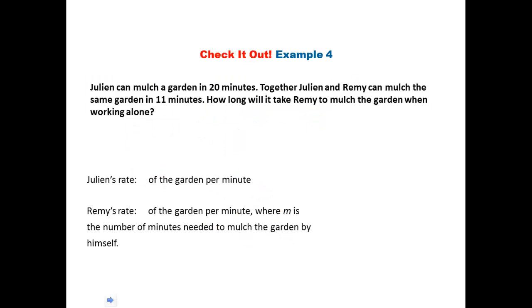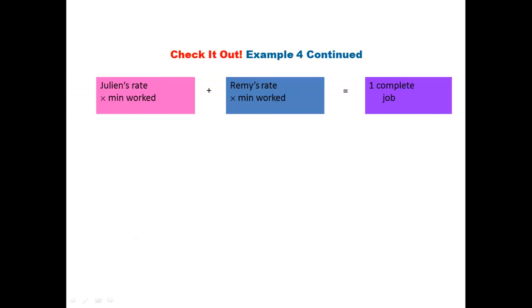Okay, next we have a similar problem. Julianne can mulch a garden in 20 minutes. Together with Remy, they can mulch the same garden in 11 minutes. How long will it take Remy to mulch the garden when working alone? So very similar problem as the puzzle problem. So what I'd like you guys to do is finish this one up on your own. Okay, use this formula here to solve, and then we will check our answer in class.